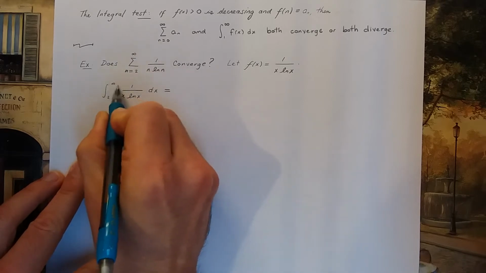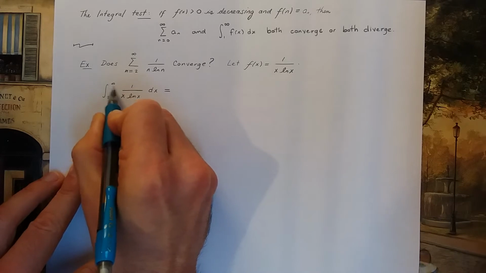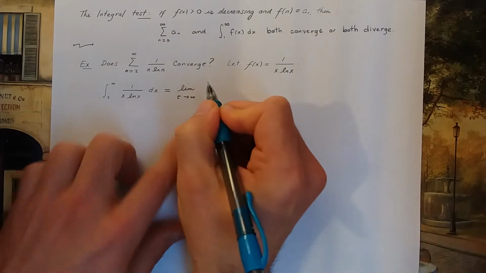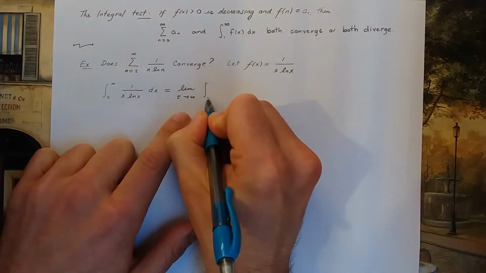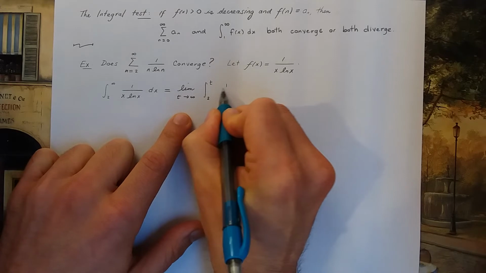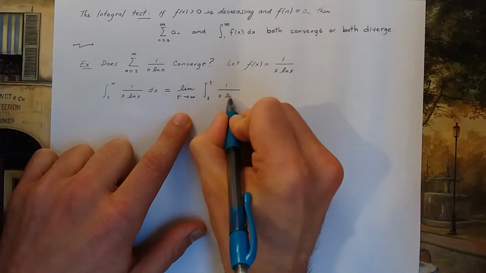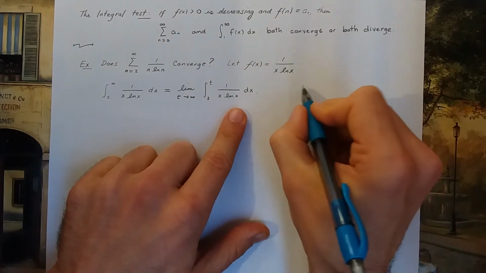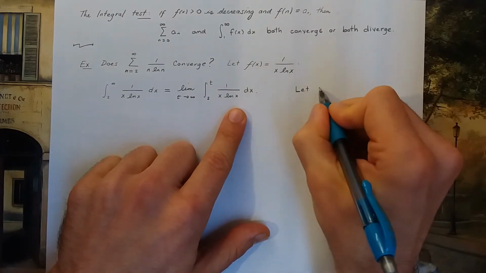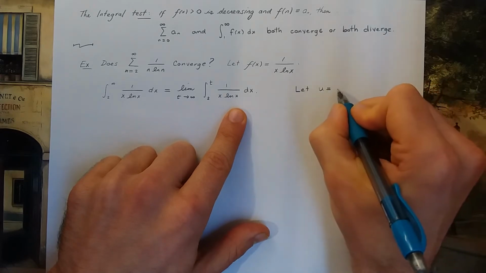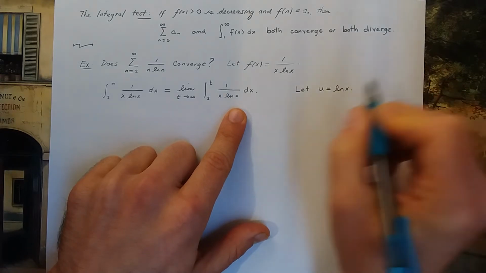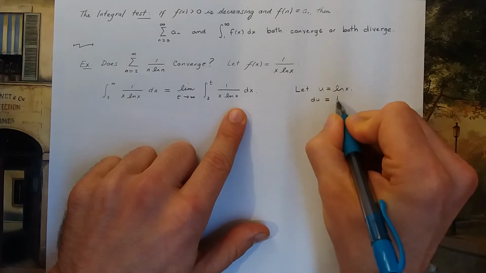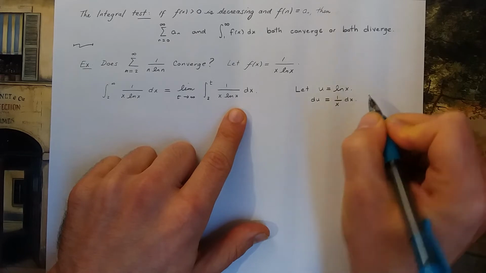My first step every time I see an improper integral with an infinity sign up here is to take a limit. So I write it as the limit as t goes to infinity, the integral from 2 to t of 1 over x log x dx. Evaluating this integral, I will do a u substitution. So I'm going to let u equal log x. Then, taking the derivative on both sides, du is 1 over x dx.